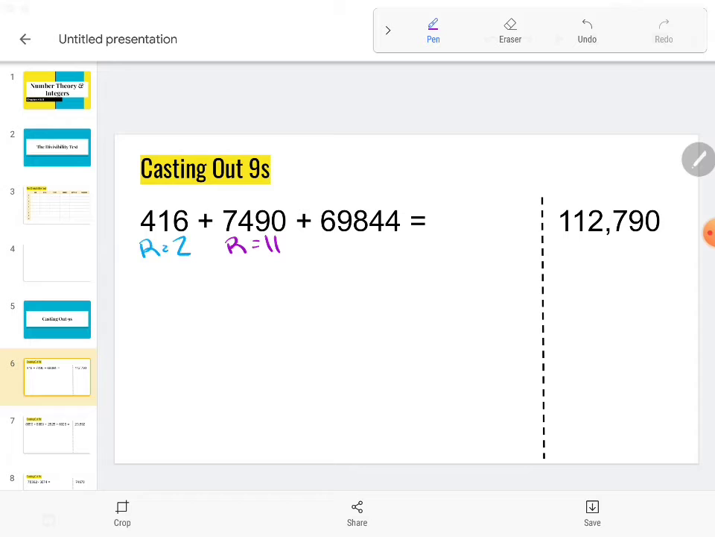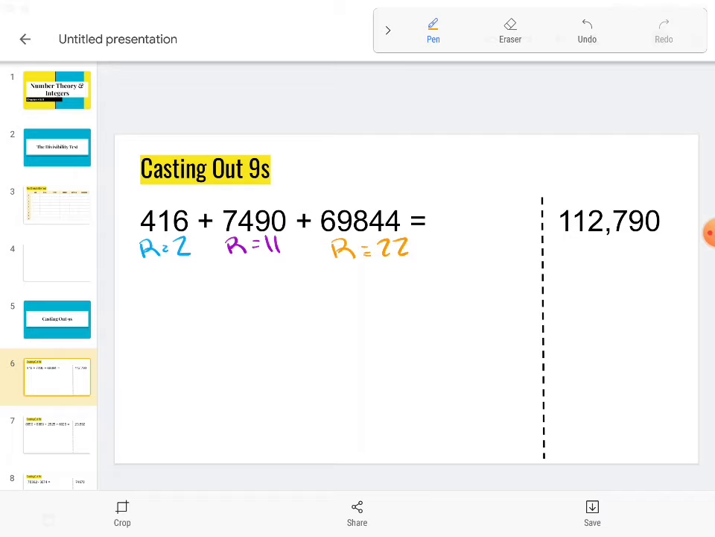For our final number, we need to add 6 plus 9 plus 8 plus 4 plus 4, which is going to give us the number 31. We're going to subtract 9 from that, and we will have 22 as our remainder. And I'll go ahead and fix that real quick. That way we have a different color for everything. Remainder of 22. Now what we need to do is find our remainder for our solution.